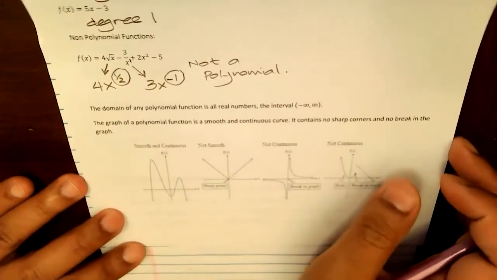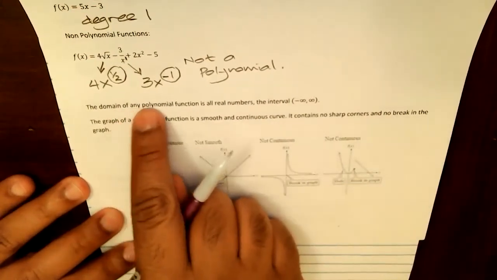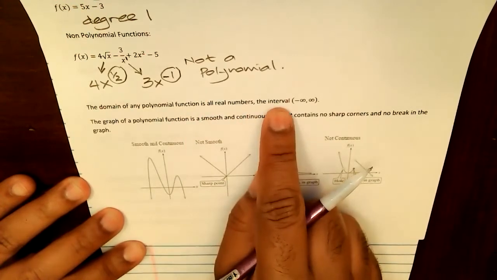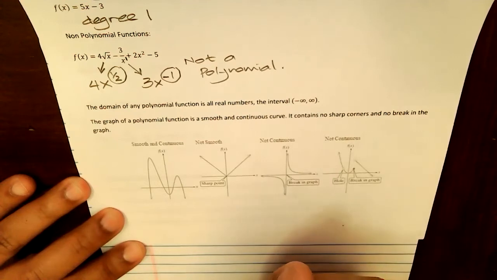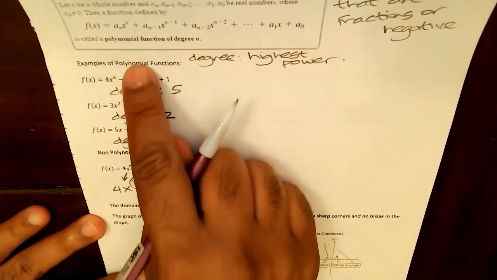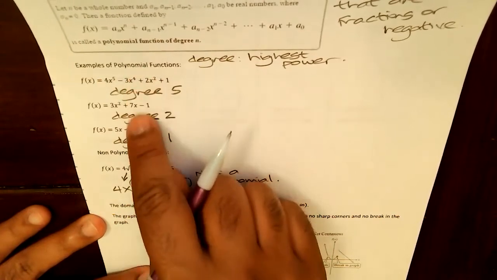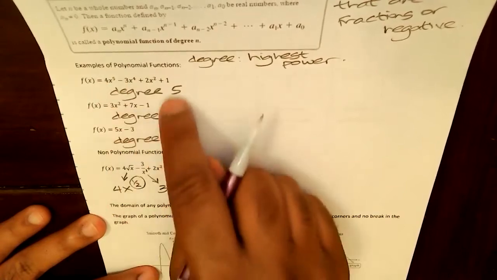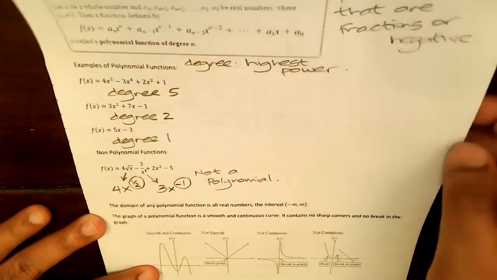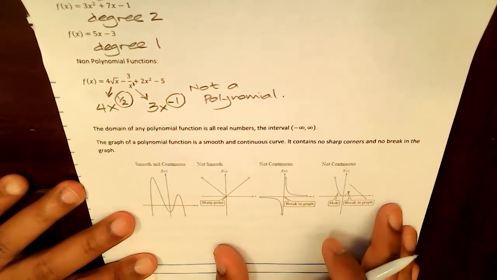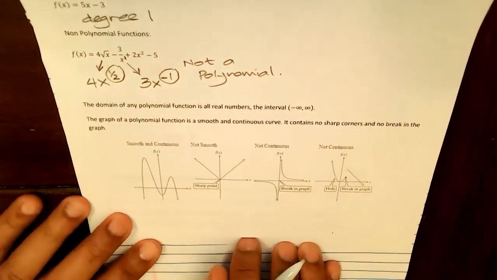Now, when it comes to the domain of polynomial functions, the domain of a polynomial function is always going to be all real numbers, or in interval notation, from negative infinity to positive infinity. That's because if we look here, these are all examples of polynomials. You notice that polynomials don't have any square roots or fractions in them. Because they don't have any square roots or fractions in them, the domain is all real numbers.